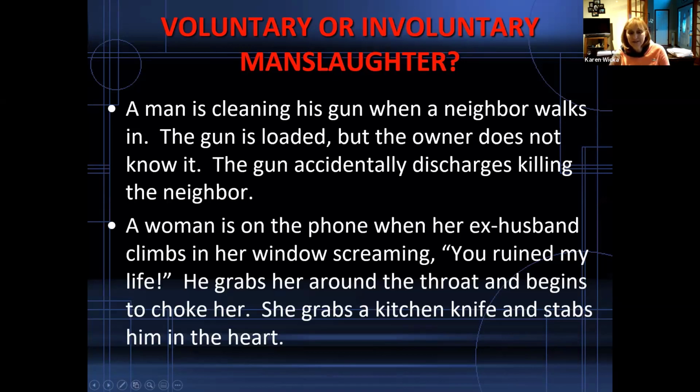What about this? A woman is on her phone when her ex-husband climbs in her window screaming, "You ruined my life." He grabs her around the throat and begins to choke her. She grabs a kitchen knife and stabs him in the heart. So is that an intentional killing? Yes. But is it done with adequate provocation, heat of passion? Absolutely. She's freaking out when this is happening. It wasn't an accident. It wasn't reckless. She intended to do it, but she did it while in the heat of passion, while being provoked. So that's going to be your voluntary manslaughter.